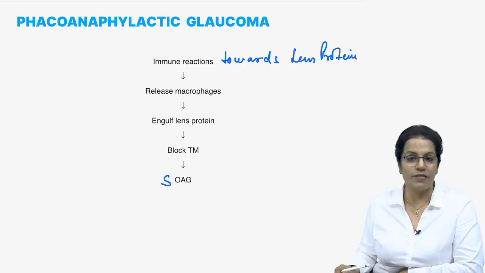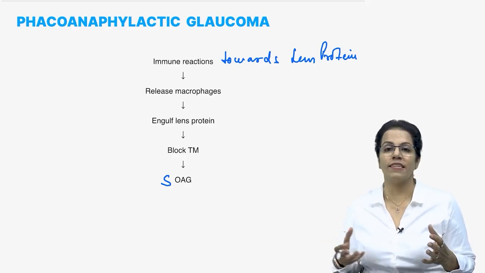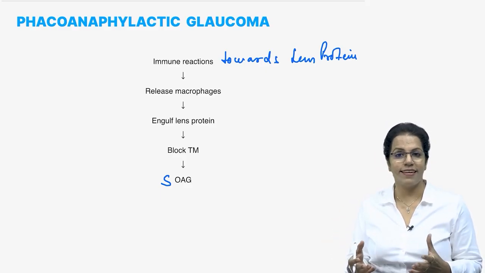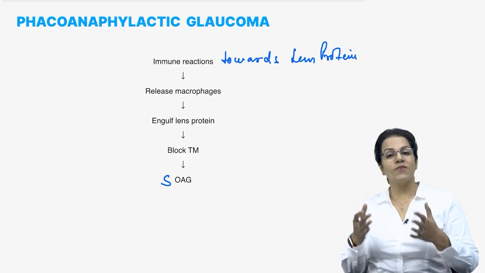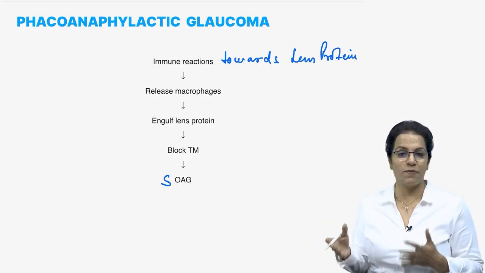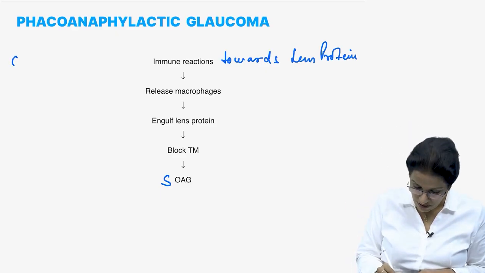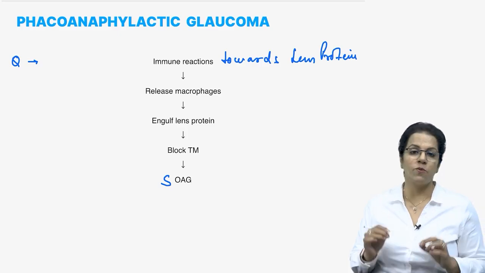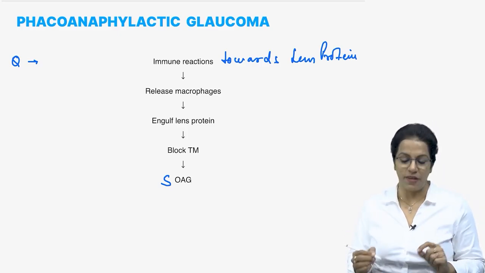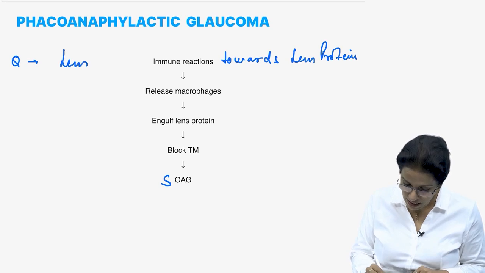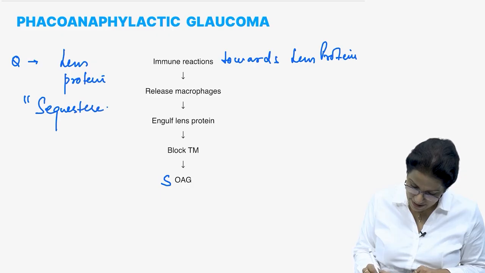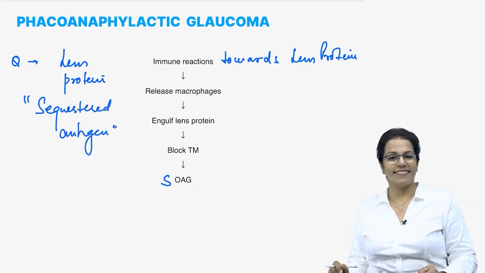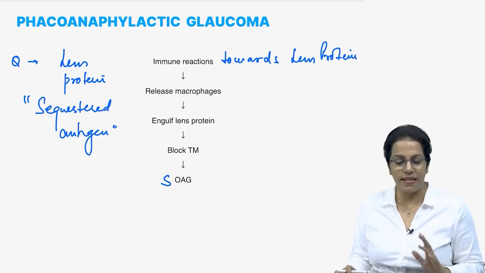Now, very important. I know what you're thinking. What about phacolytic and phacotoxic? Yes, it's an overlapping term. Every phacolytic and every phacotoxic is also phacoanaphylactic. Can we remember this? Another important question which I remember, they've asked you lens protein is which type of antigen. Please revise your types of antigen. We learn here that lens protein is a sequestered antigen because it is sequestered inside the capsule. Okay, so that was phacoanaphylactic.